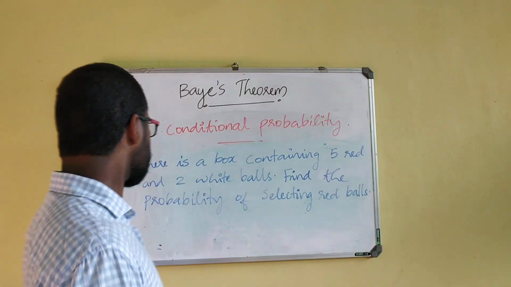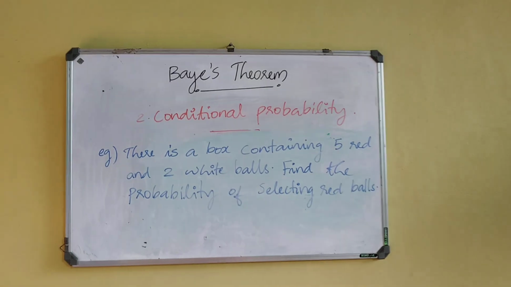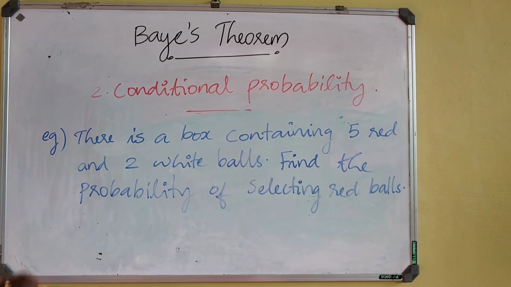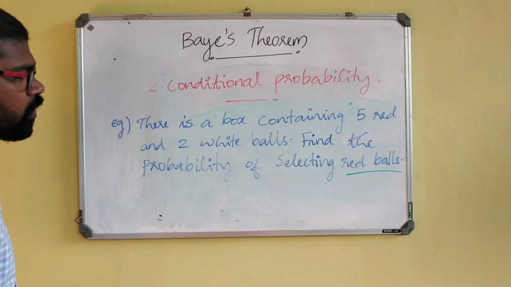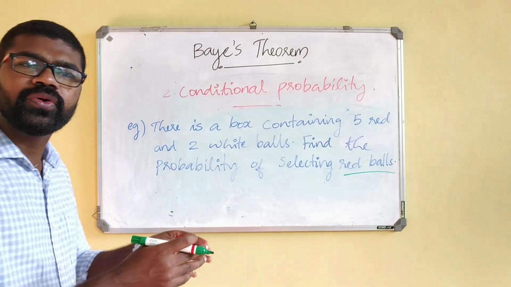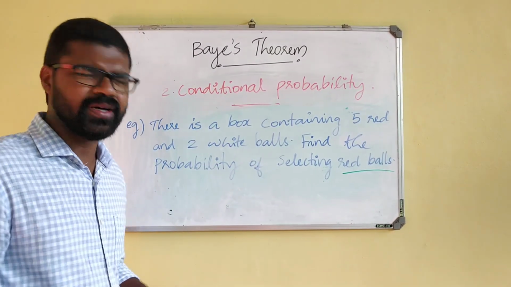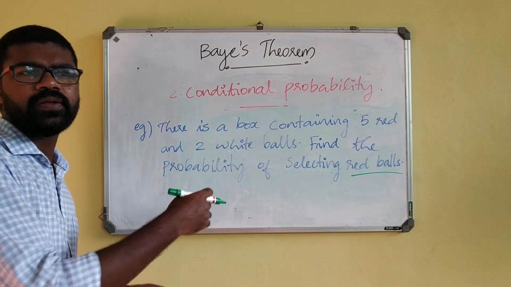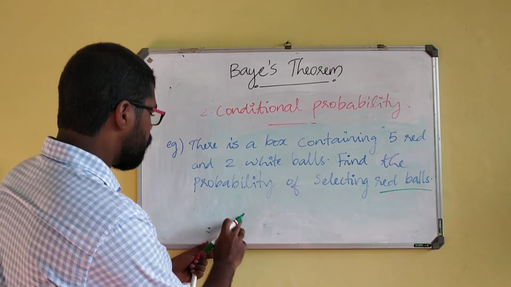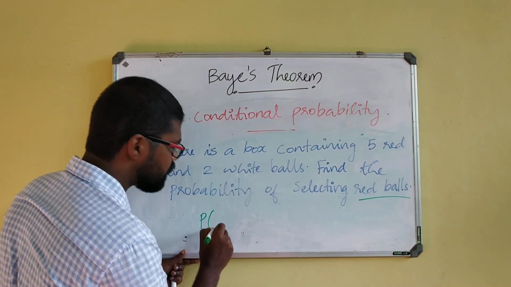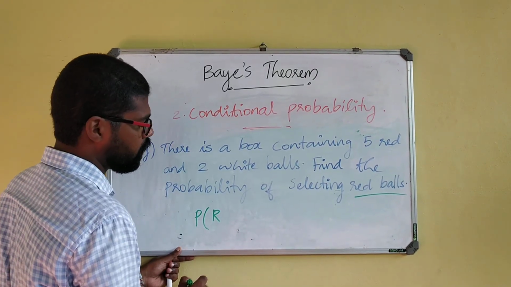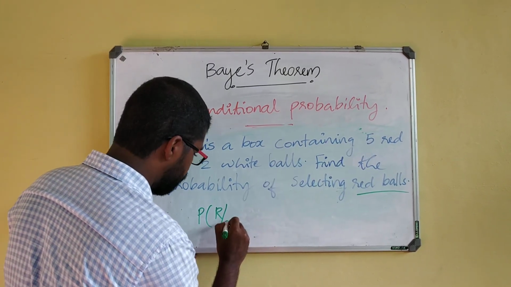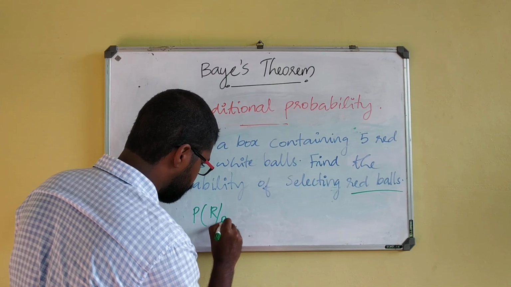So let's see one example. There is a question: there is a box containing 5 red and 2 white balls. Find the probability of selecting red balls. For this question, we don't need to apply the equation. It's a very simple question of conditional probability, and we can find the answer using logic too. What is the probability of selecting red balls, given there are 7 balls? Let me write it like this.